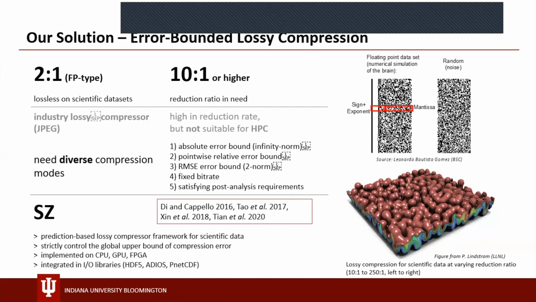From maybe 6 or 7 years ago, we as a team collaborated with Argonne National Lab and developed a lossy compression framework called SZ. We know there are a bunch of lossy compressors in the community. Our technique is prediction-based, and we can provide very strict and accurate control of the global upper bound of the compression error. We have also implemented it on different computer architectures like CPUs and GPUs, and we have some prototypes on FPGAs, for example so we can put the compression near the computing facility.